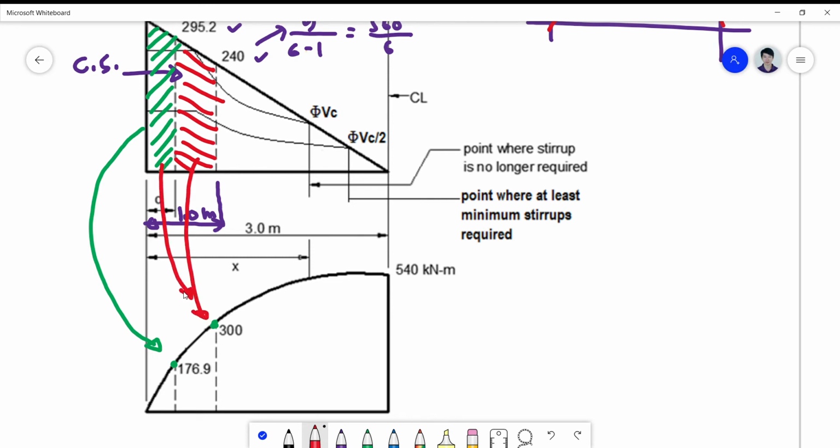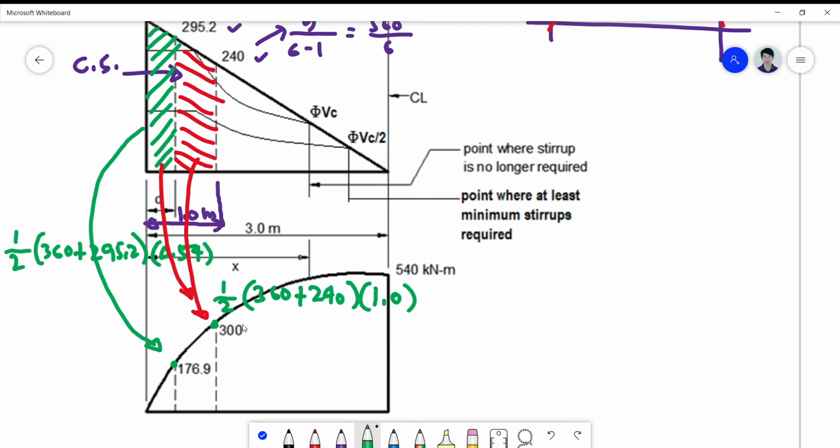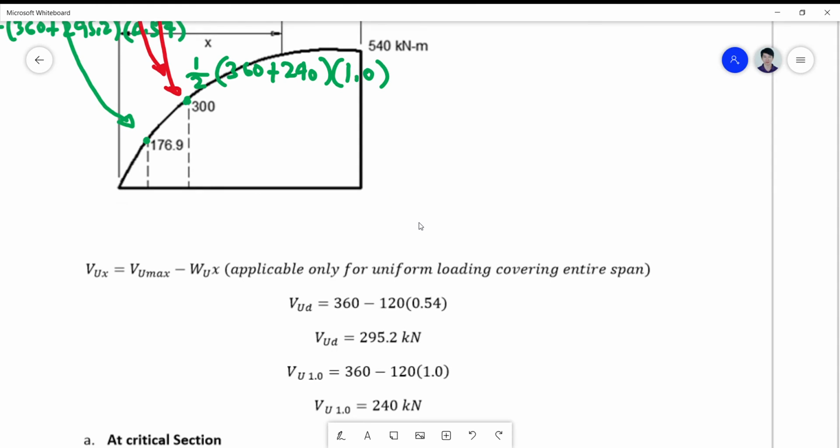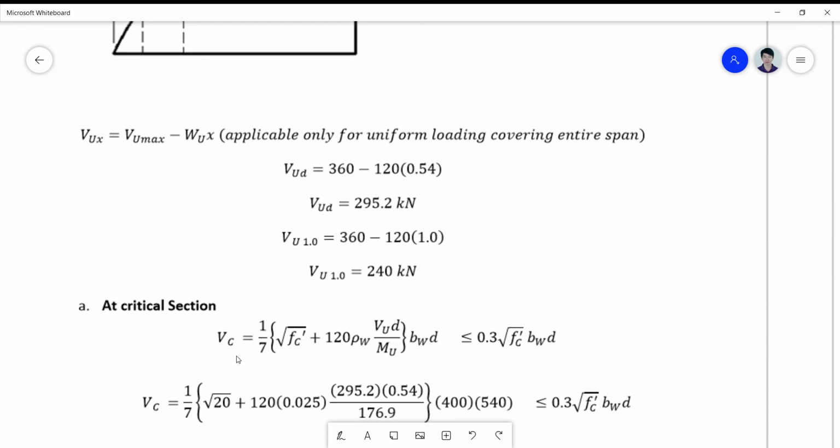You can compute it by doing the area of a trapezoid. So 1/2 of 360 plus 295.2, multiplied by the distance 0.54, you get 176.9. Then to get the area up to 1 meter, you get 1/2 of 360 plus 240 times 1.0, so you get 300. You just look into that because we will be using that in the computation of your Vc. So here on the computation of the Vc.